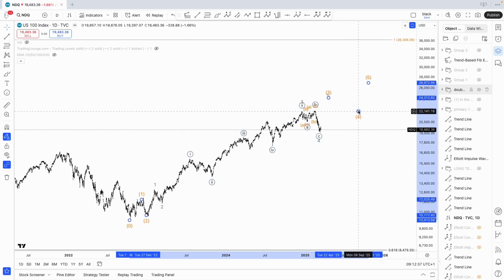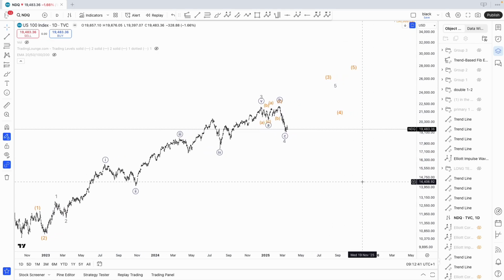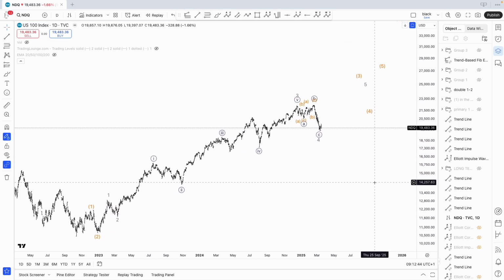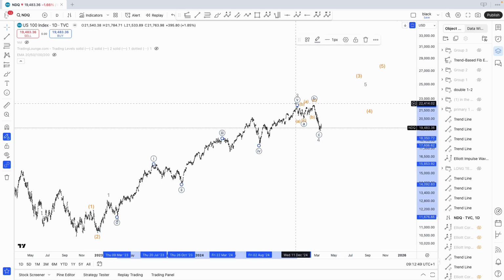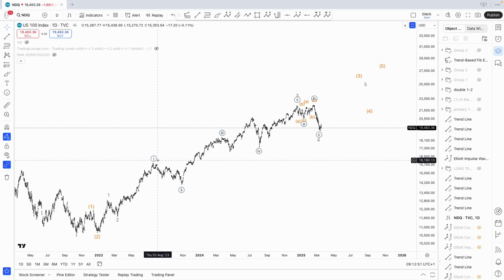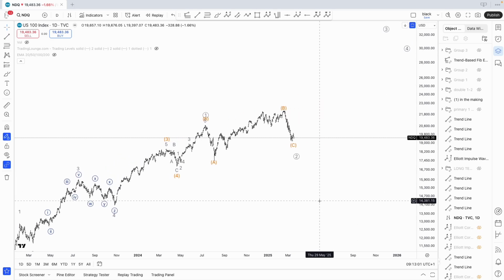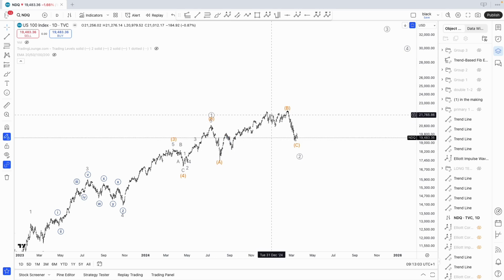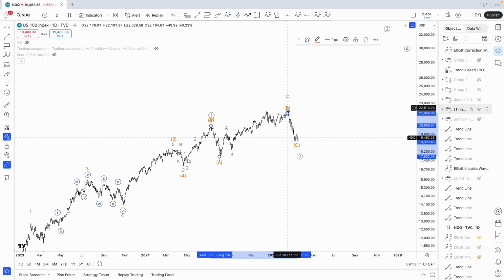Now, do I like this count? Not particularly. There's a few problems with it. For instance, here in wave 3, every wave is pretty much the same length. We don't really have a big extension, so this is pretty ugly, not going to lie. This is actually not too bad, though. This could easily be an A, B, and C.